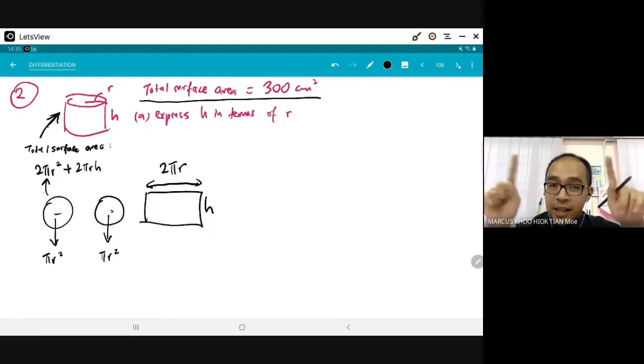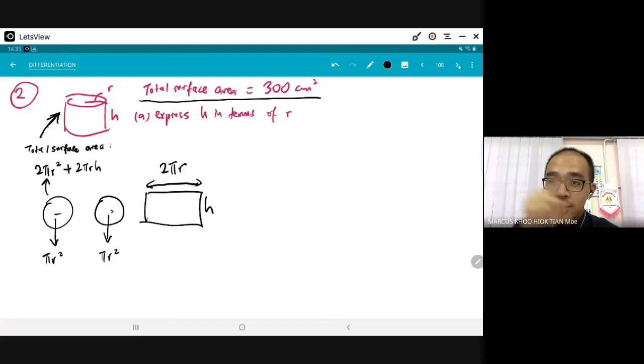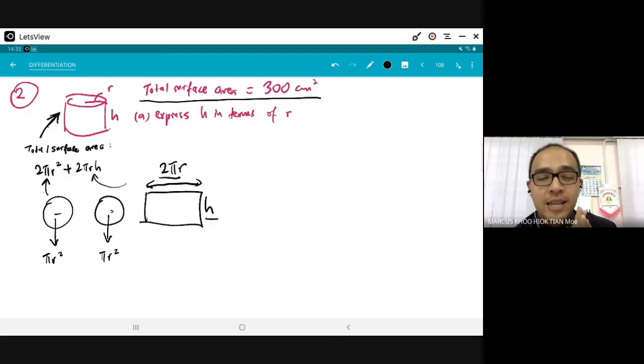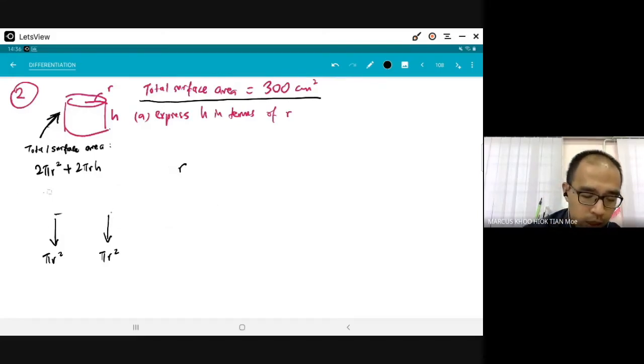How do you calculate the area of a rectangle? Length times width. The length is 2 pi r, the width is h, so when you multiply you get 2 pi r h. You add everything together. I can imagine some of your faces were like, how come we were never taught this before? No, you were definitely taught this before, but you have probably forgotten. Please remember this.